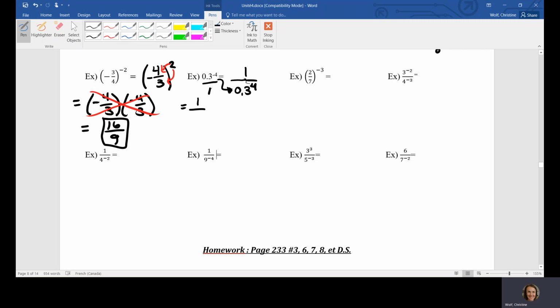Qui peut m'aider avec ça? 0.0081. OK, now listen. Dans une réponse finale, you cannot have a decimal in a fraction. That's just bad math etiquette, OK? So, une option, c'est juste divise-le. Sur vos calculatrices, fais 1 divisé par 0.0081 et tu reçois juste une grande décimale. Qui peut m'aider avec ça?